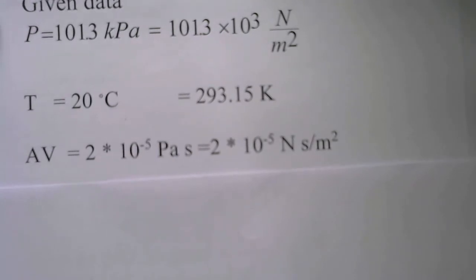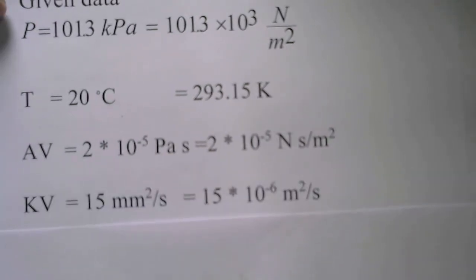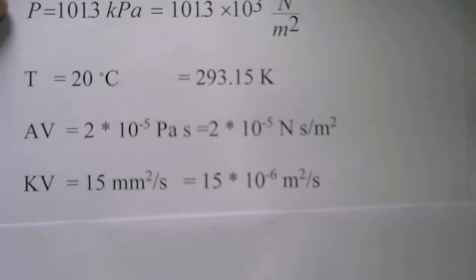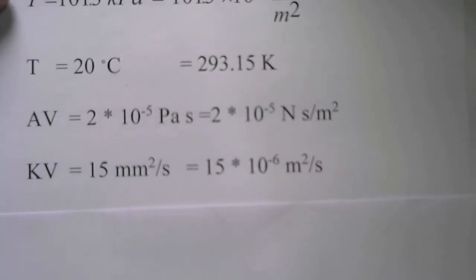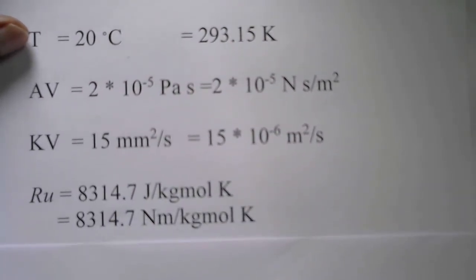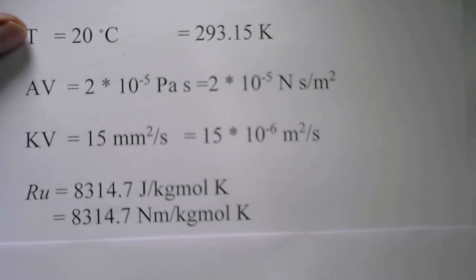The absolute viscosity of course is given as 2 into 10 to the power minus 5 Pascal seconds, which of course becomes 2 into 10 to the power minus 5 Newton per meter square second. And then kinematic viscosity is again given as 15 millimeter square per second, can be homogenized to give the unit meter, so it becomes 15 into 10 to the power minus 6 meter square per second. And the universal gas constant 8314.7 joule per kg mole. The unit can be normalized, and then it will become Newton meter per kg mole Kelvin.